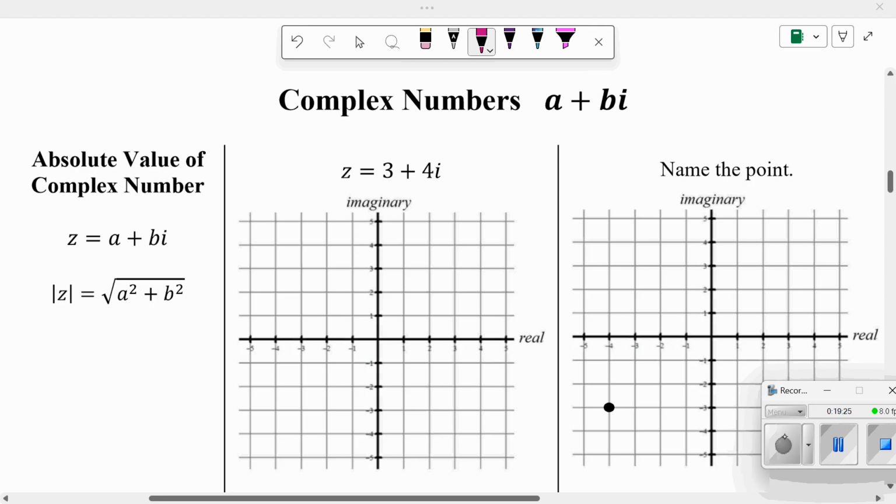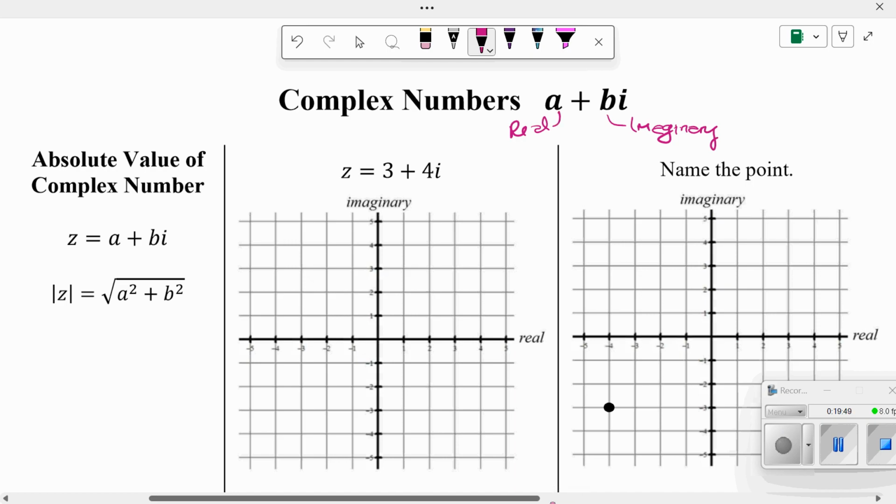Okay, next up is graphing complex numbers. Now, we've graphed real numbers our entire life, but some of you probably have not graphed imaginaries. And it's actually pretty easy. Let's just recap complex numbers real quick here. A plus bi. A is the real part of our problem. B is the imaginary part.